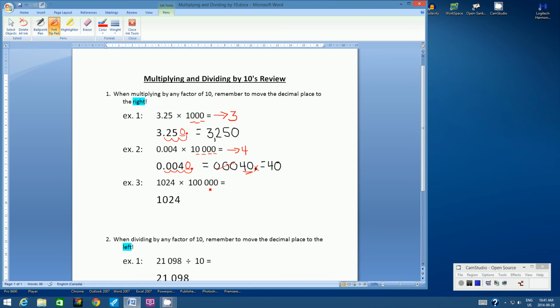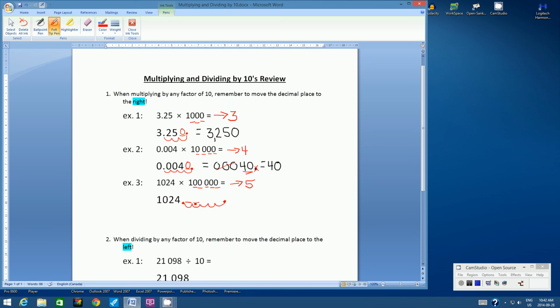1,024 times 100,000. Let's have a look at the factor of 10 we're multiplying by. 100,000 is 10 times 10 times 10 times 10 times 10. There are 5 zeros, so we know we're going to move the decimal place 5 places to the right. So, because 1,024 is a whole number, we know that the decimal place is hidden behind the last number. So let's move this decimal place 5 places to the right. 1, 2, 3, 4, 5. I'm going to place my decimal place there.